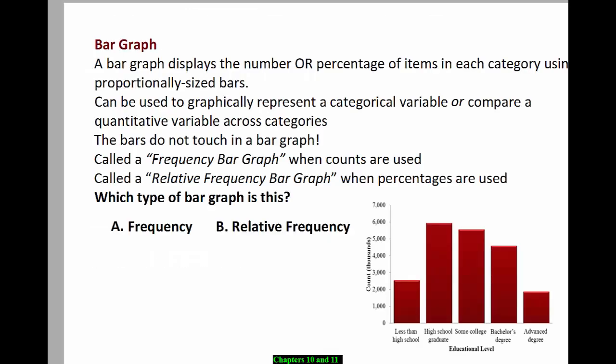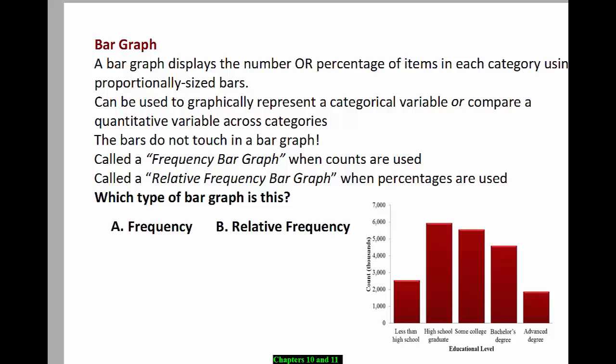Now forgive me for having the layout of this page a little bit different than what's on your set of lecture notes. It didn't scale well to what we were doing here on my screen, so I moved it around just a bit. So here we introduce formally the bar graph.